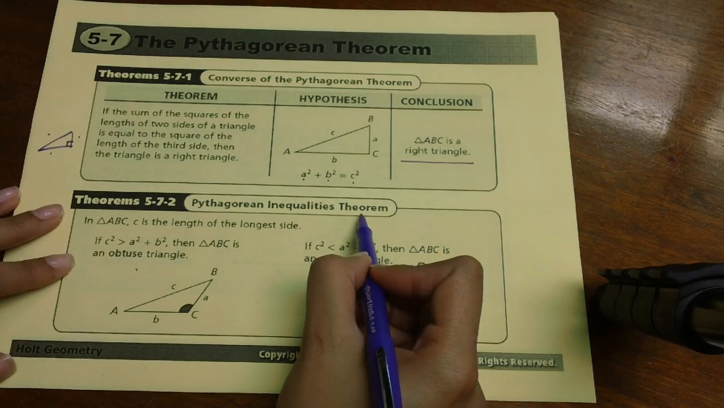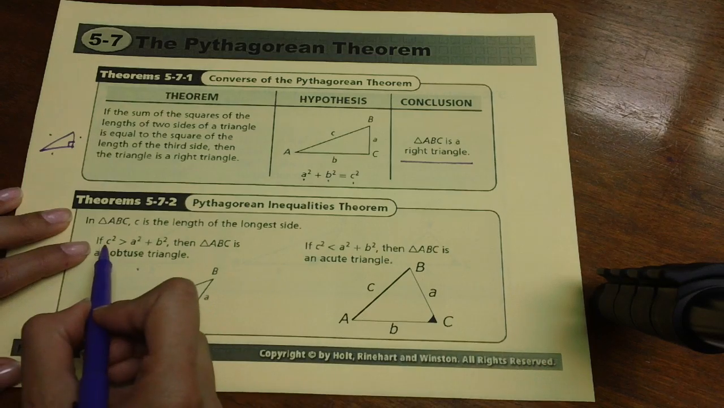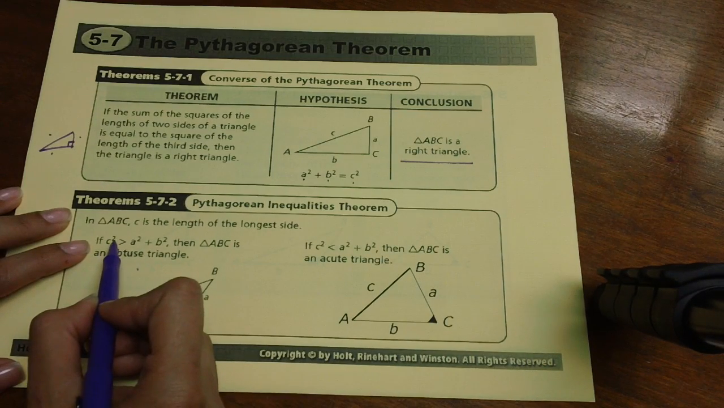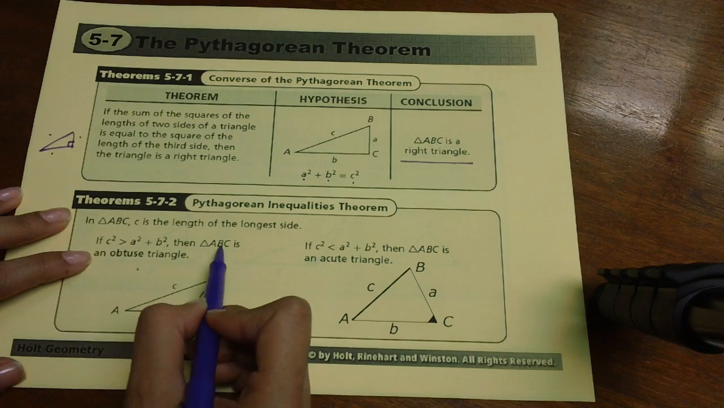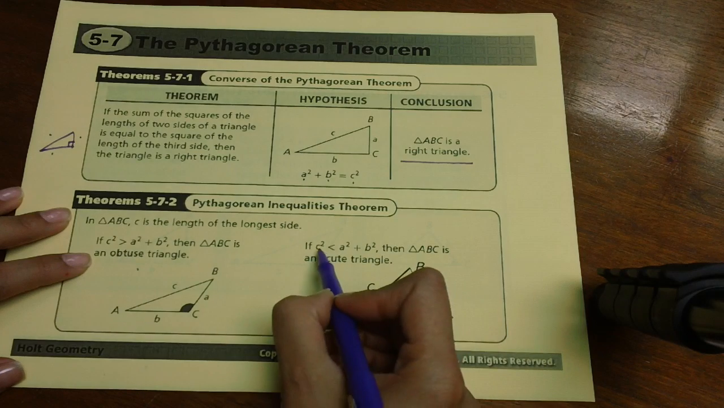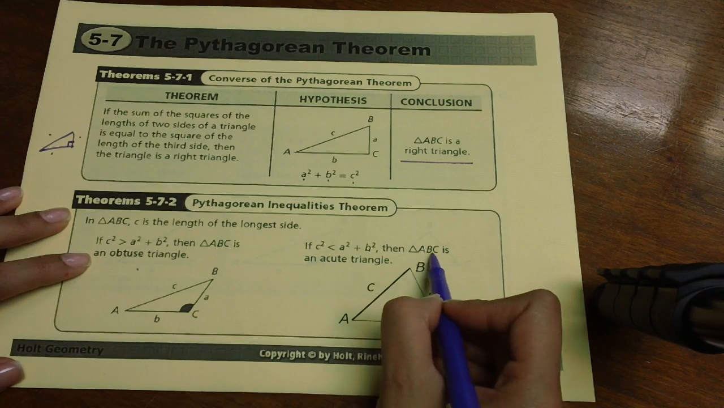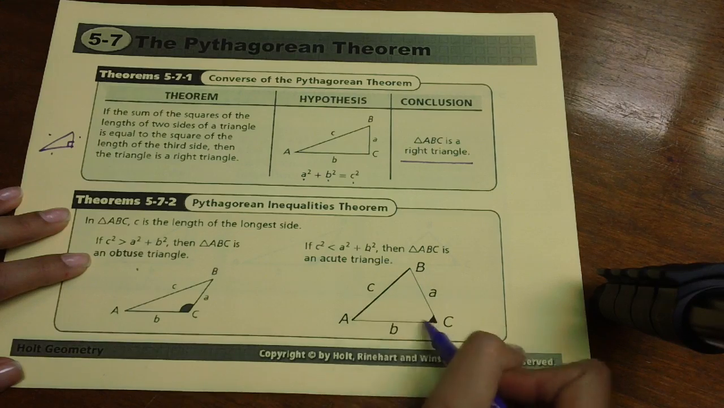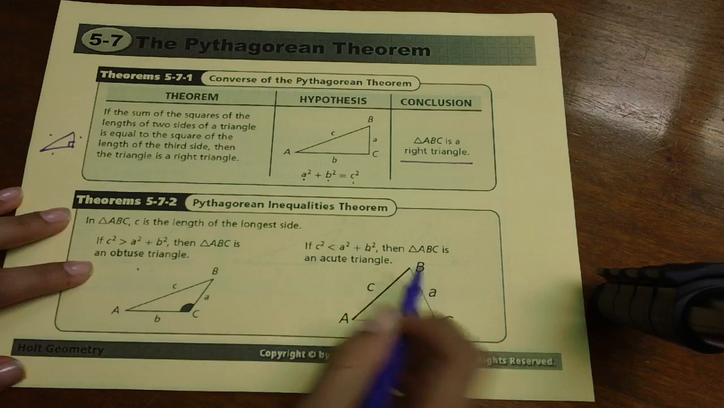And then Pythagorean inequalities theorem is something new for you this year. It says if c squared is greater than a squared plus b squared, then triangle ABC is an obtuse triangle. If c squared is less than a squared plus b squared, then triangle ABC is an acute triangle. So this is a way to check what type of triangle you have.